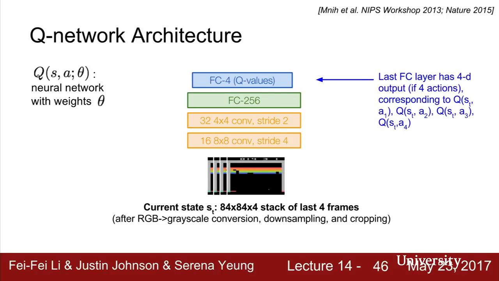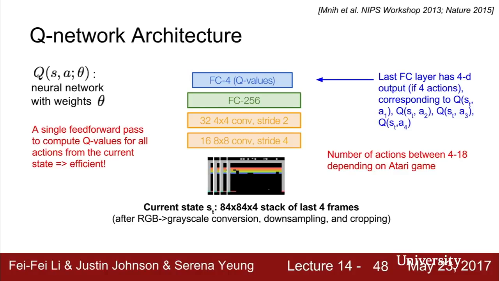And so, for example, if you have 4 actions, then here we have this 4-dimensional output corresponding to Q of current S, as well as A1, and then A2, A3, and A4. So this is going to be one scalar value for each of our actions. And then the number of actions that we have can vary between, for example, 4 to 18, depending on the Atari game.